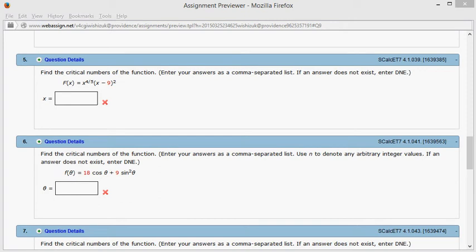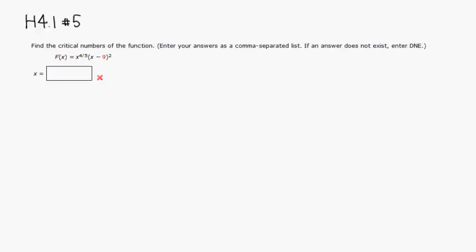Alright, let's look at homework 4.1, problem number 5. Let's find the critical numbers of this given function. There's no denominator or square root or anything like that, so we know that this is defined everywhere. So the domain of this capital F is equal to all real numbers. And first we're going to take the derivative.